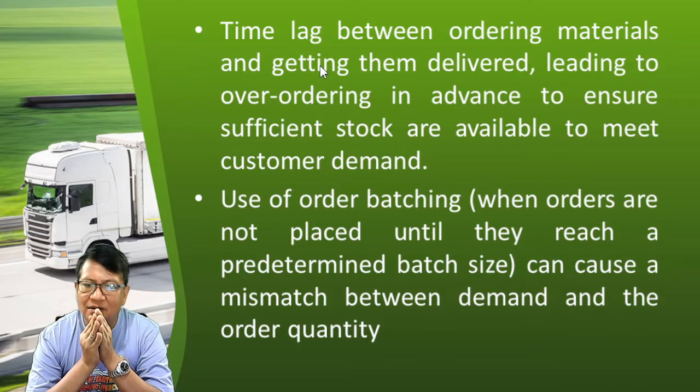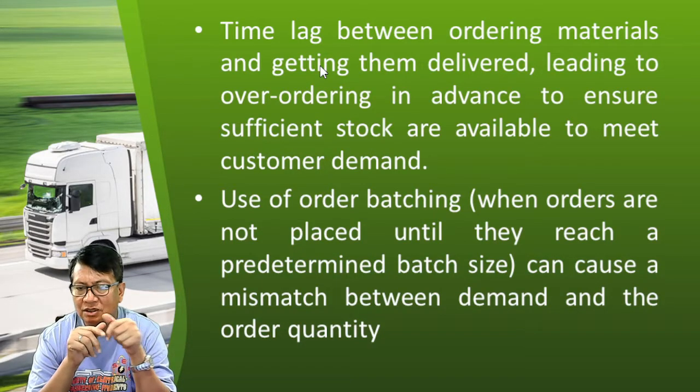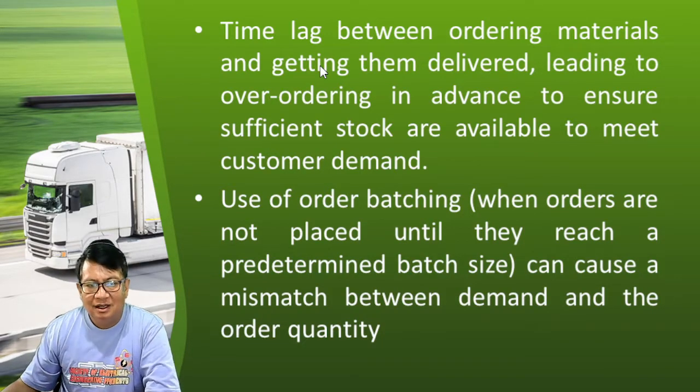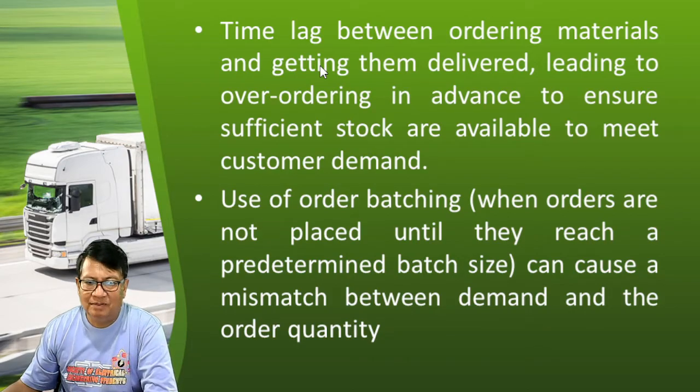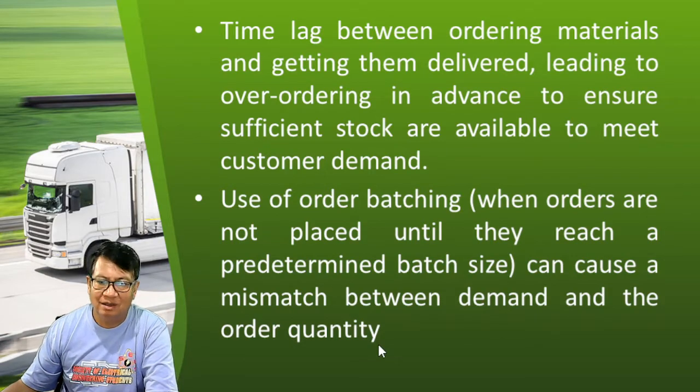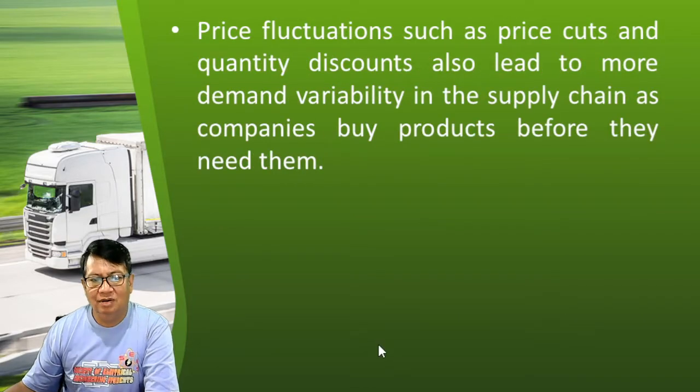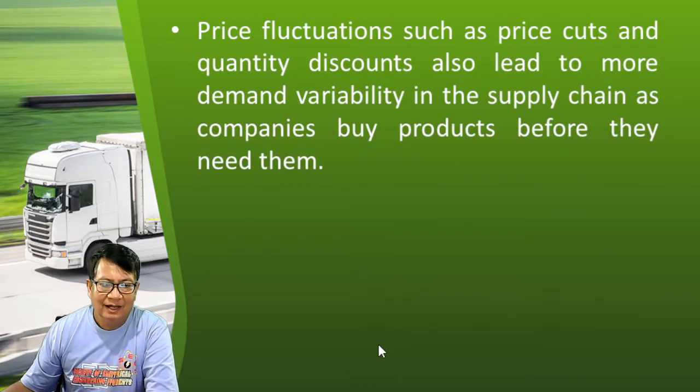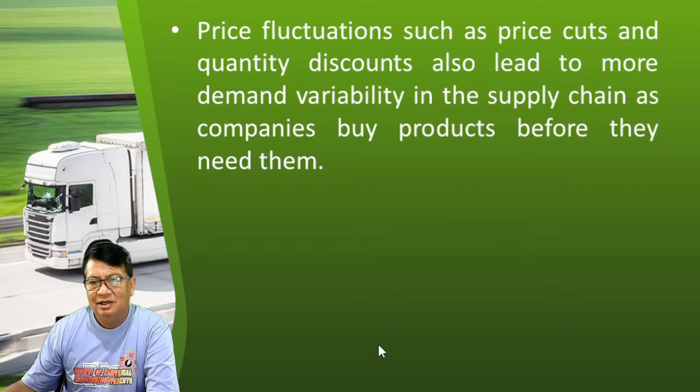So, that is batching, that is very important. Which will cause a mismatch between demand and the order quantity. Ayun, kailangan natin ng 1,000, dapat pagdating ng specific schedule date, kompleto na yung quantity of that order. Okay, so also price fluctuation. Isa pa rin yun, problema pa rin yan, no? So price cuts and quantity discounts also lead to more demand variability in the supply chain as companies buy products before they need them. Okay, so that is very important.